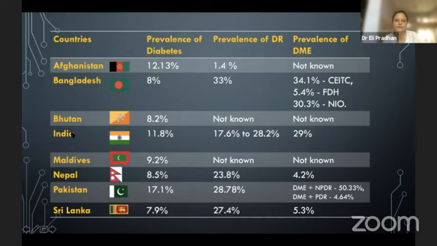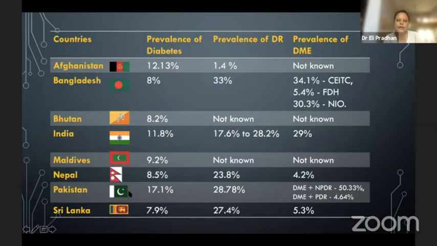India, being the largest of all, has prevalence of diabetes nearly 12%, diabetic retinopathy ranging from 17.6 to 28.2%, and prevalence of DME is 29%. Maldives is 9.2%; however, the prevalence of diabetic retinopathy and DME is not known. Nepal, our country, is 8.5%, again from a population-based study, with 23.8% prevalence of diabetic retinopathy and 4.2% of DME.